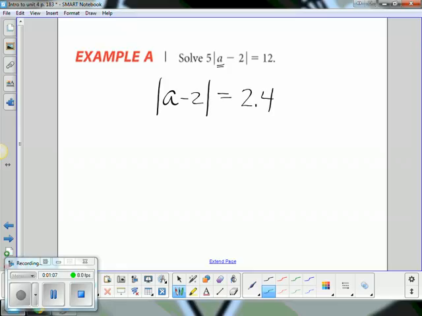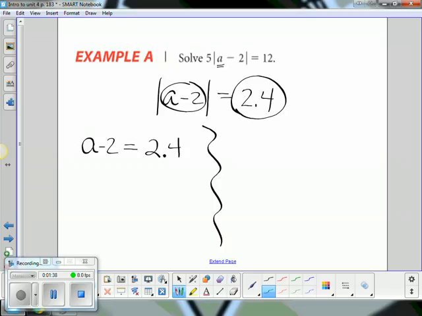How do you undo an absolute value? If you want to undo adding, you subtract. If you want to undo subtracting, you add. If you want to undo multiplying, you divide. If you want to undo squaring, you square root. So how do you unabsolute value it? Well, you do this. You take the stuff that's in the absolute value bar, and you set it equal to positive 2.4, and then take the same stuff and set it equal to negative 2.4.